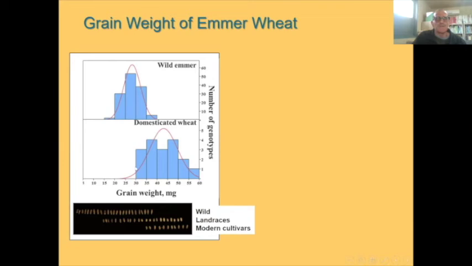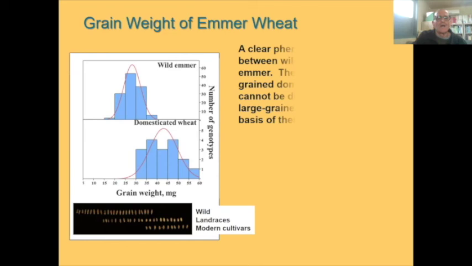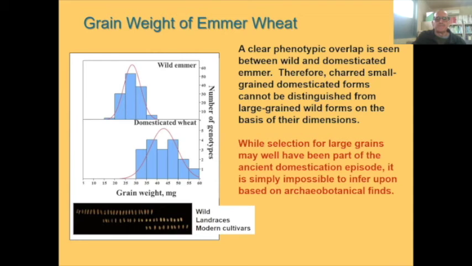However, there is a considerable overlap. And you can see here again the photograph of the seed. So if you have carbonized samples of that range, you can never be sure whether they are domesticated or wild. So there is a clear phenotypic overlap. Now, people may well have selected for large grains. There is no doubt about that. But we cannot be sure that this selection was involved in the pristine domestication episode.